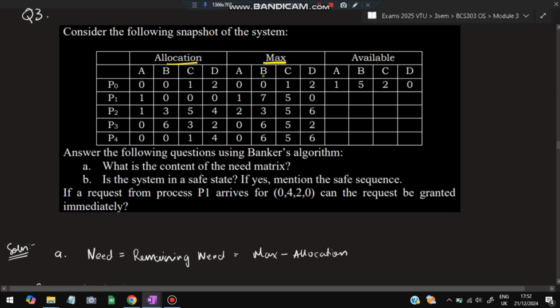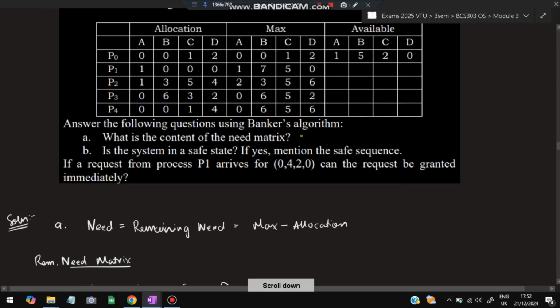For example, see process P1. It has 0B, and it requires 7 max totally. So how much does it require? 7 minus 0, right? If you take a different number, suppose P3 and C: P3 has 3C, and it requires 5C for execution. How much more does it require? 5 minus 3, 2 C's. So subtracting max minus allocation gives us how much remaining need there is for that process to get executed. Remaining need is max minus allocation. So like that only we do here.